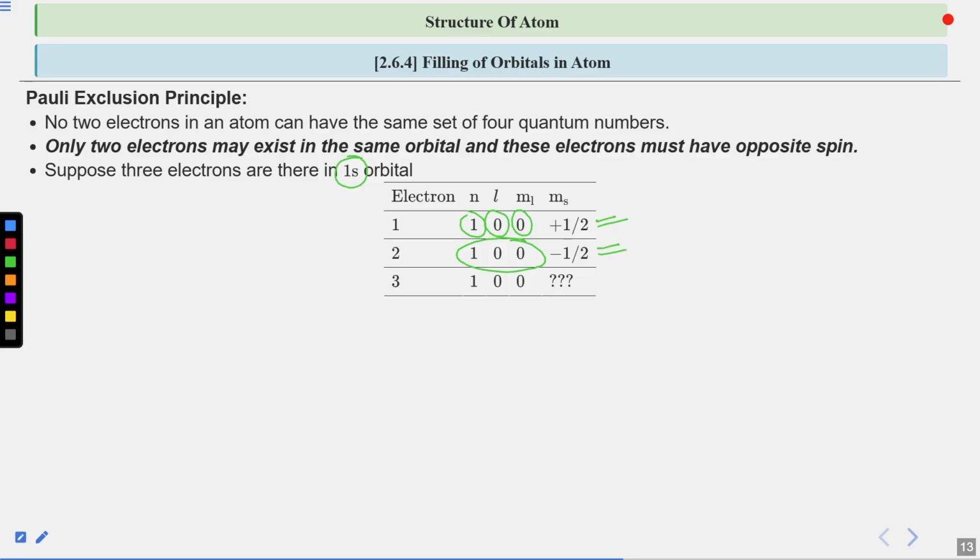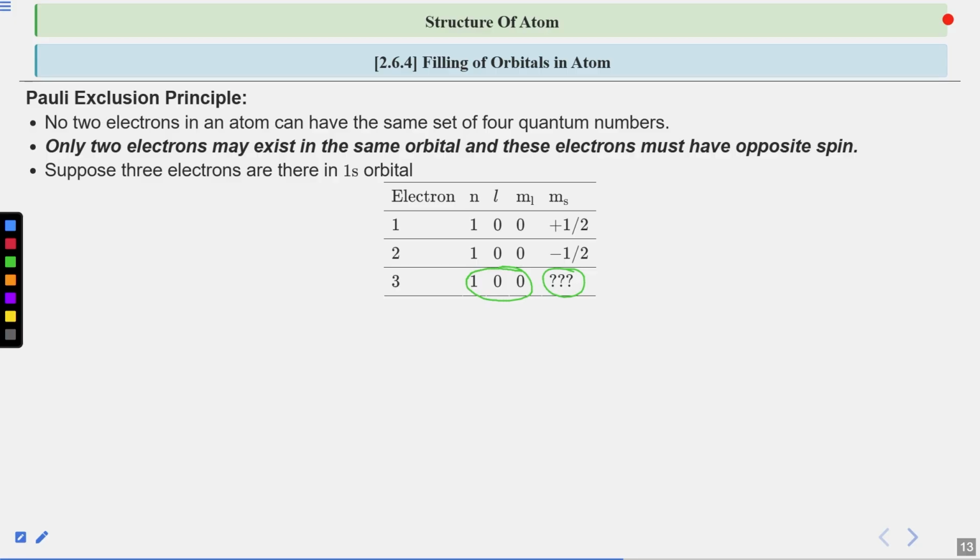Why are we doing it so? Because we want to keep the Pauli exclusion principle true. You can see that these 2 electrons have 3 quantum numbers the same, but the fourth one is different, so they are not violating the Pauli exclusion principle. Now we try to insert a third electron in that same orbital. Again, the third electron will have the same values of all of these, but now we are confused about what value to keep for the spin.